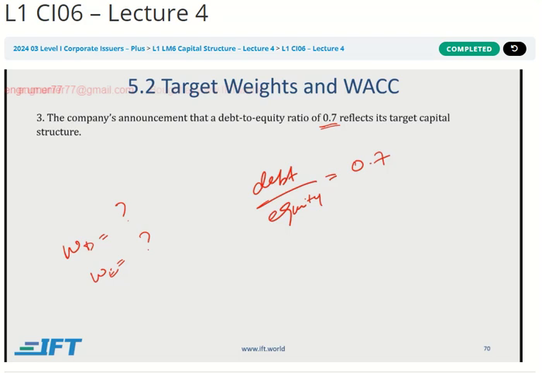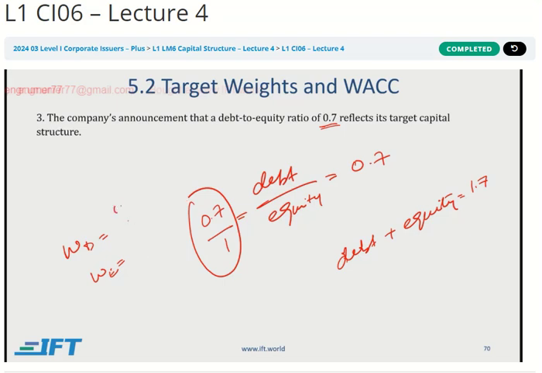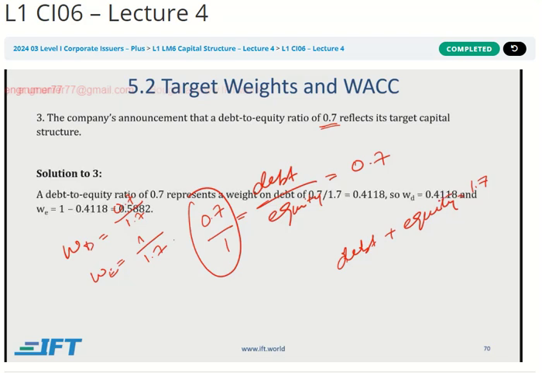Okay, so hopefully you were able to replace equity with 1 and then say, okay, if equity is 1, then debt is 0.7, which means debt plus equity is 1.7, right? So this is the tricky bit over here, that you have to assume equity as 1 when debt to equity is 0.7. And then you know that weight of debt will be 0.7 over 1.7 and equity will be 1 over 1.7. And let me show you the solution as well.